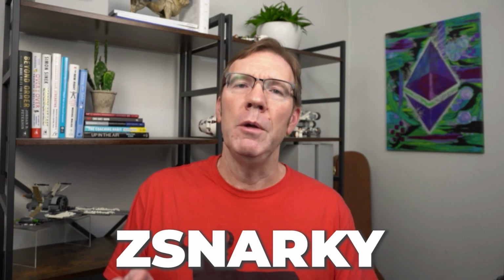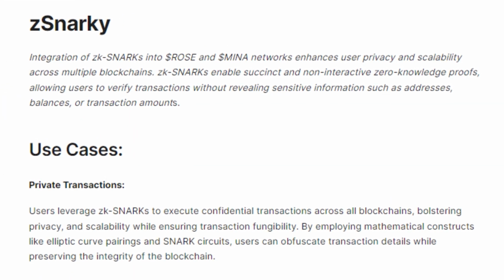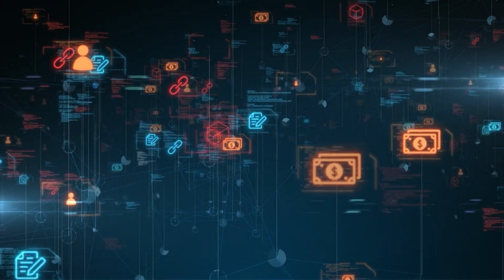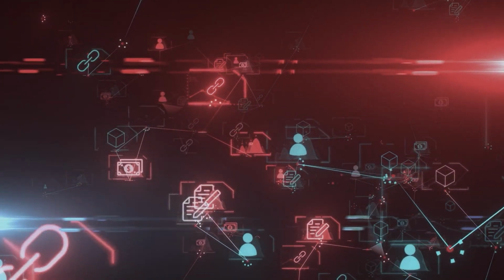And then one of the final features in the zKML ecosystem is going to be ZK Snarky. They're also going to be working in conjunction with Rose and Mina to provide private cross-chain interoperability. So you'll be able to bridge privately from one chain to another, and all of those transactions will be masked and you'll remain anonymous.